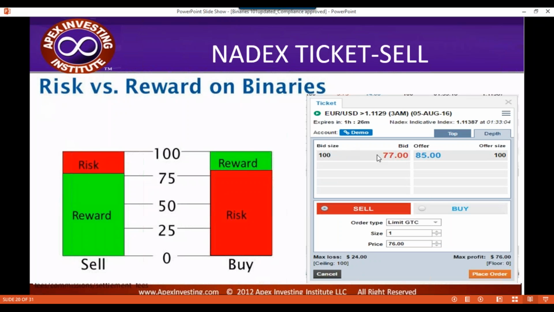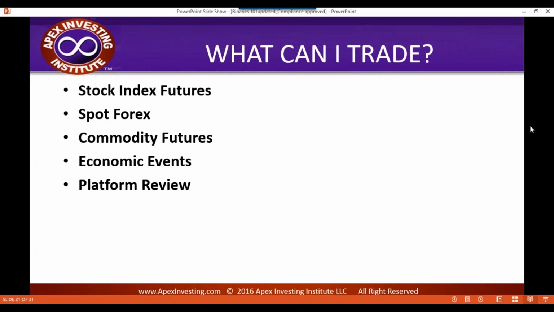So once again, if I was to sell this particular binary for $77, my risk is the difference of where I sell up to $100, and my maximum reward is the amount I sold for, which would be $77. So buy and sell, kind of opposite there. And again, it's just simple yes or no, true or false. Will this event happen or not happen?